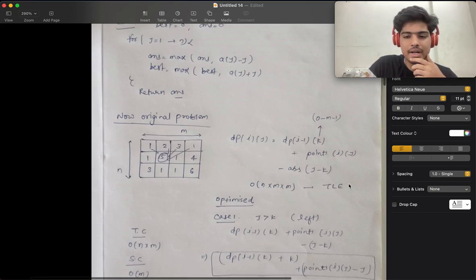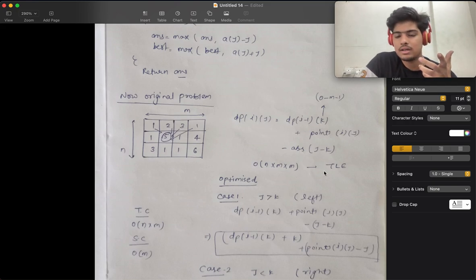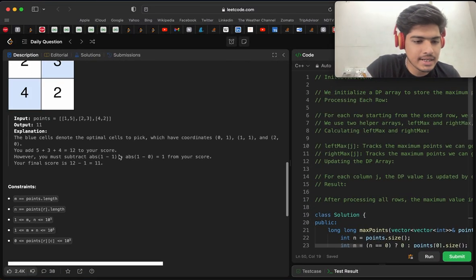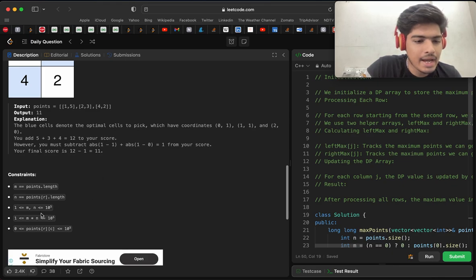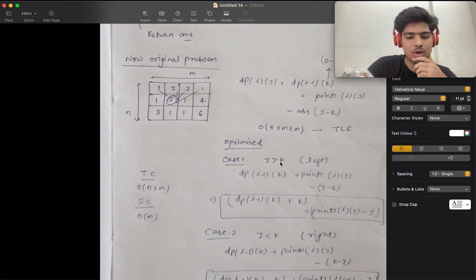So this is the condition, but here you can see we have three variables i, j and k. So k is going from 0 to m minus 1, so it will be something like big O of n into m into m. That is not an optimal solution because it will give me a TLE, since n comma m is going up to 10 raised to power 5. Actually let's see the constraints also. n comma m is going up to 10 raised to power 5, so that is not optimal. So I have to optimize the solution also.